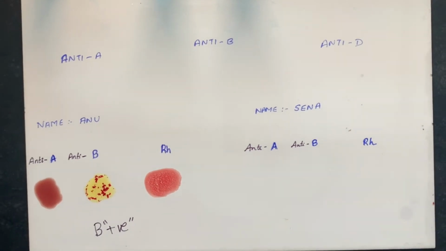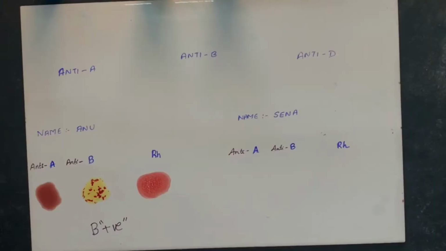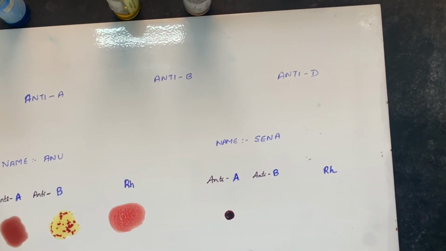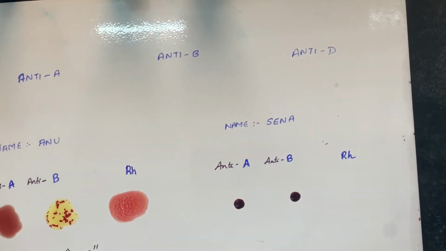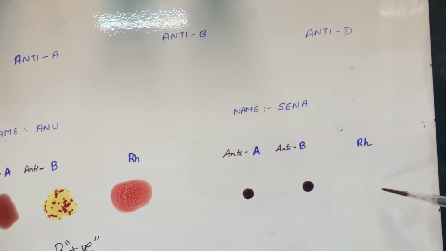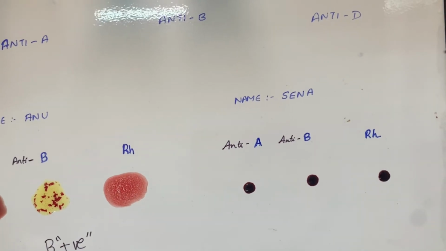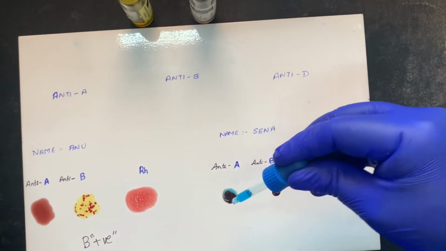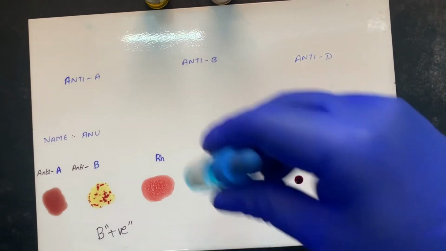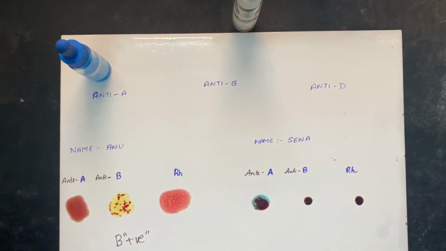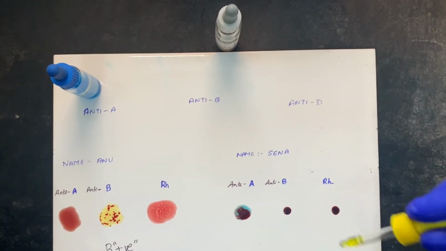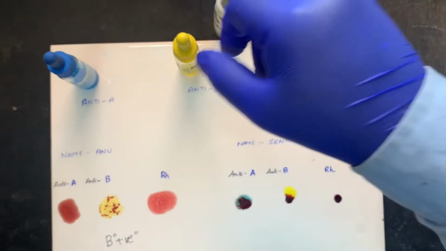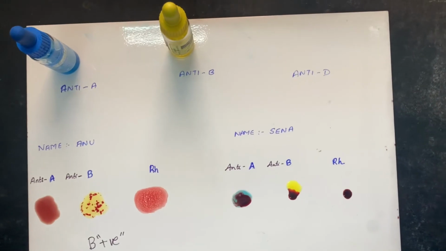Now we are going to the second sample. Again we are going to add one drop of blood in anti-A, anti-B and in the RH column, that is anti-D. After adding the drops of blood, we are going to add the corresponding anti-sera. In anti-A, we are going to add the anti-A sera. In anti-B, the corresponding anti-B sera, which you see yellow in color. And in the RH or the anti-D, we are going to add the colorless anti-D sera.